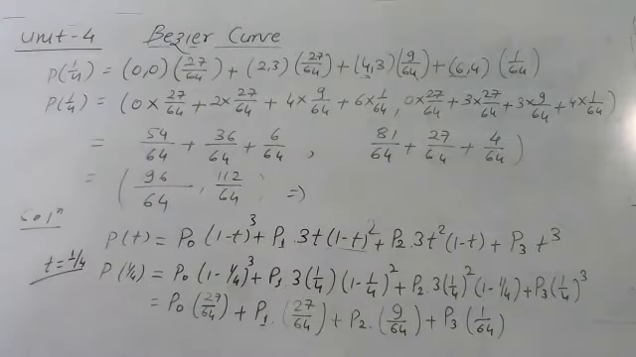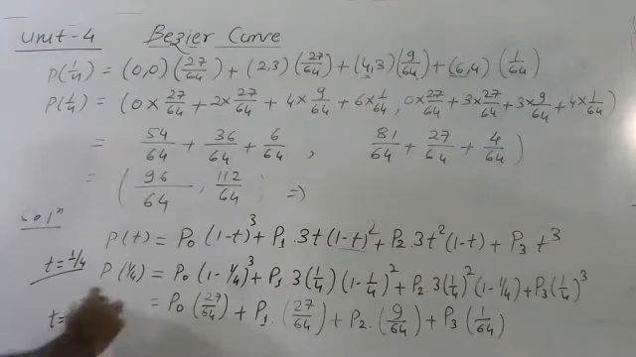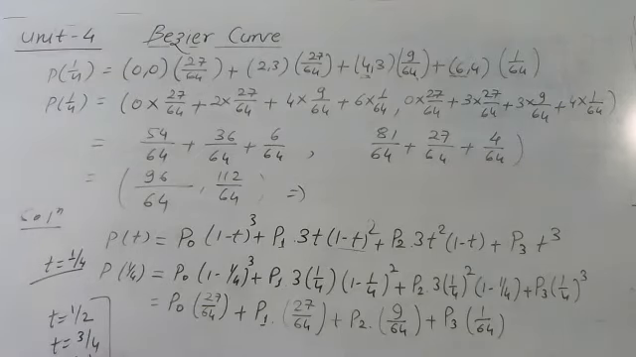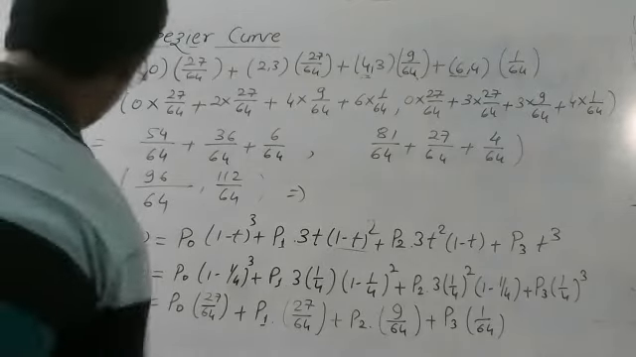So finally, you need to take t equal to 1/2, then t equal to 3/4, t equal to 1, so that you can find out 4 or 5 points on the curve. After that, you will draw the curve. Right? So how can we draw the curve?